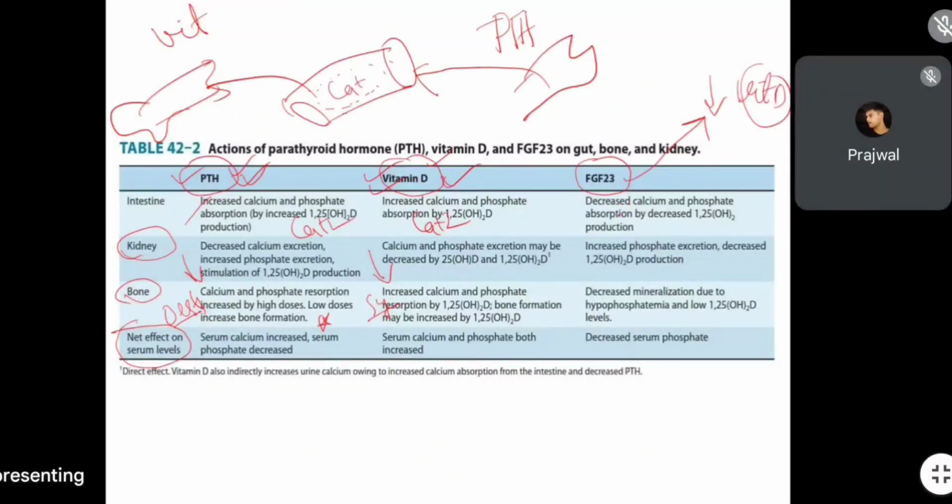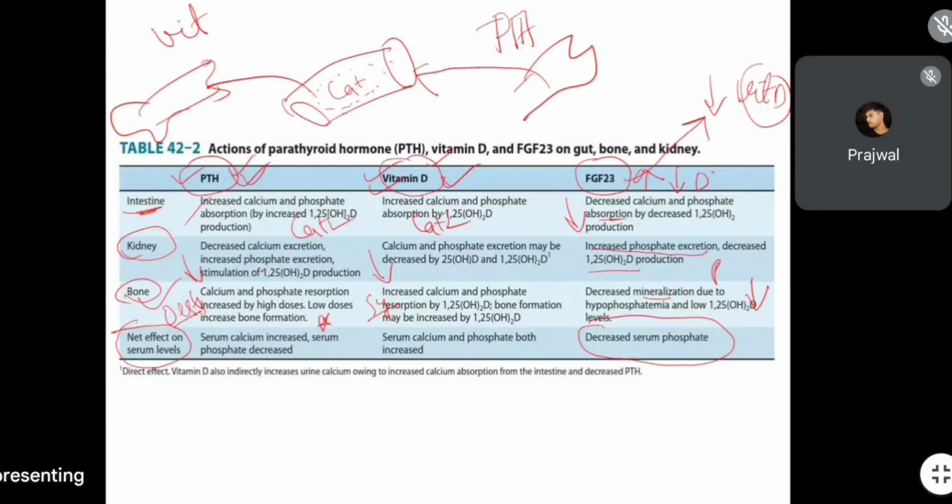FGF23 will try to decrease things here in the intestine. What is its action? It is decreasing vitamin D. So what will happen? Decreased calcium and phosphate absorption is seen. Calcium will decrease if FGF23 is elevated in the body. And on kidneys, what does it do? It increases phosphate excretion, and decreased vitamin D production because it is decreasing vitamin D activation. And on bones again, it decreases mineralization and reduces bone density. And finally in the serum, it decreases serum phosphate.